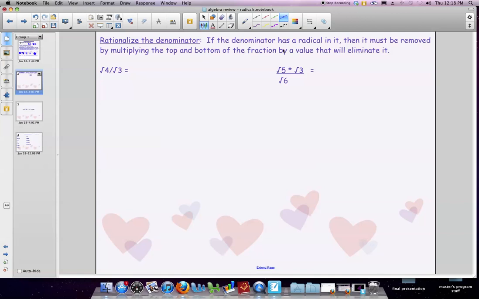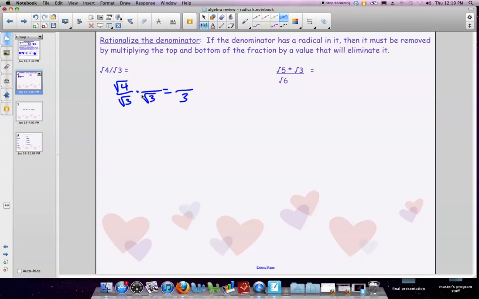The best way for me to do that is to make the denominator no longer a square root. So I'm going to start with the square root of 4 over the square root of 3, and I want to get rid of the square root of 3. The easiest way to get rid of that is to multiply it by itself, because the square root of anything times itself is just that number. That's the easiest way to get rid of a square root, is to multiply it by its exact self.